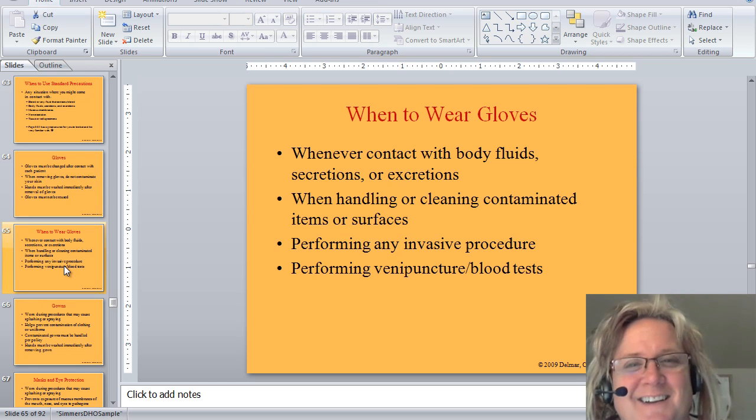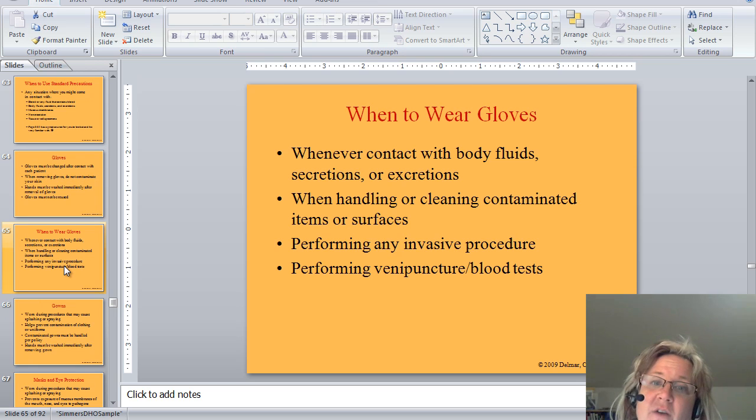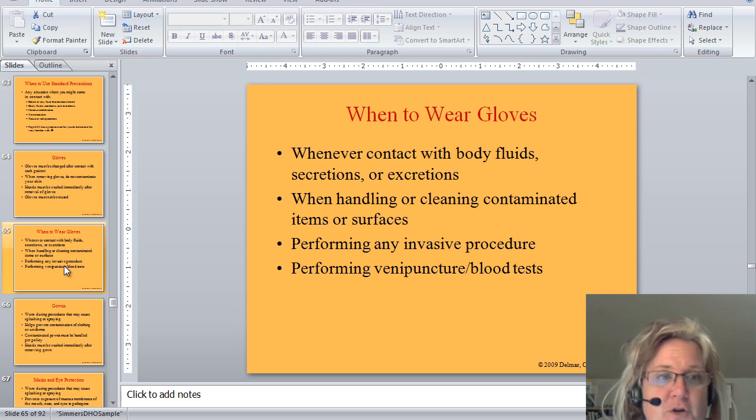Okay. When to wear gloves. You wear gloves whenever you're going to come into contact with body fluids, secretions, or excretions. When you're handling or cleaning contaminated items or surfaces. Anytime you perform an invasive surgery. Anytime you perform a venipuncture, you're going to poke someone for blood, you're going to wear gloves.